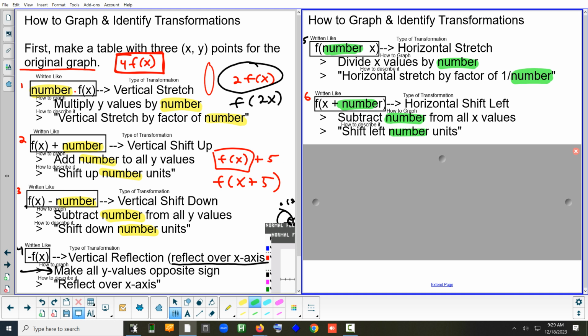Now boxes 2 and 3, those were pretty similar. The only differences was plus a number and minus a number. Boxes 6 and 7 are also pretty similar. So anybody have a guess what they think I'm going to write down for box 7? Reflect over the y-axis. That's going to be box 8. That'll be the very last one we do. But yes, we are going to do reflect over the y-axis. Alright. But how about for box 7?